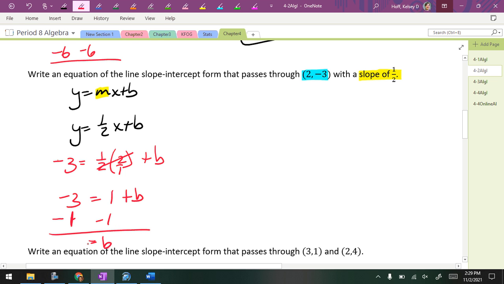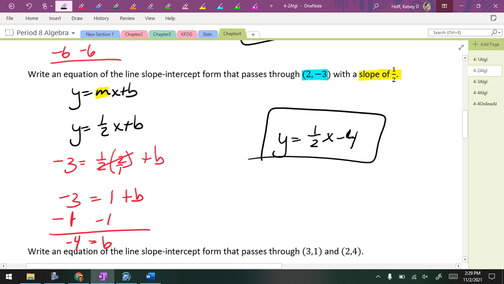b is -4. Your final answer to this problem: y equals 1/2 x minus 4. Bingo. Y equals 1/2 x minus 4.